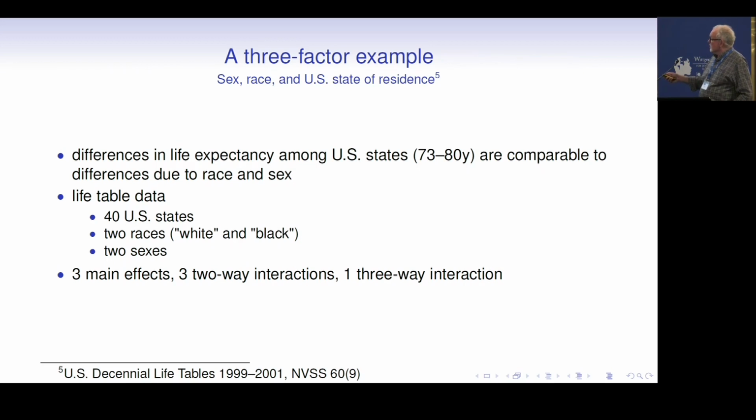For the year 2000, I was able to find life table data, 40 US states, 2 races, in this case just white and black, and 2 sexes. The other states, there's not enough data for them, so the Census Bureau didn't include those.